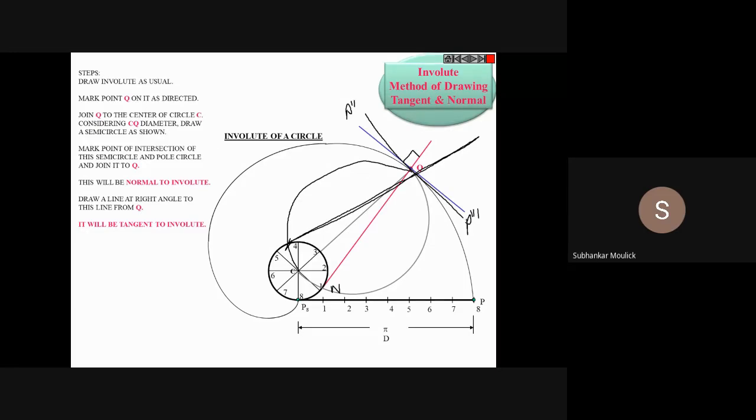Fine. So at a time, for a given point, there can be one tangent as well as one normal. That's why I am drawing the semicircle. I am not drawing the complete circle, because if you draw a complete circle, at a time you will get two tangents and two normals, which is not possible. Is it clear to all of you? Yes, sir. Any doubt so far? So this is the process by which you can draw a tangent and normal to the given involute curve. Now, I think you might have seen your lab assignment.